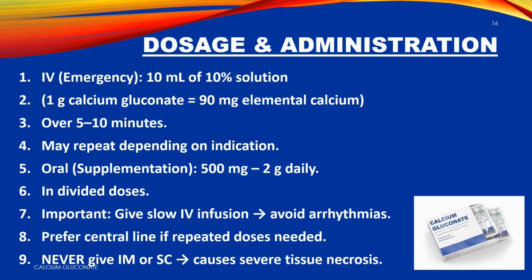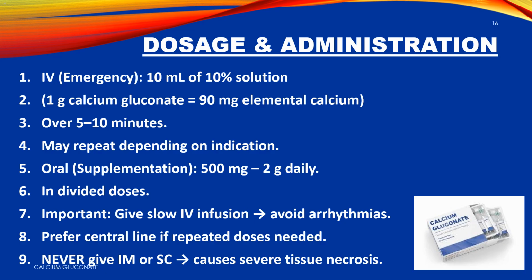4. May repeat depending on indication. Additional doses may be administered based on the patient's condition and the underlying cause. 5. Oral supplementation: 500 mg to 2 grams daily. For calcium supplementation, oral doses range from 500 mg to 2 grams daily. 6. In divided doses. Oral doses are typically divided throughout the day to maintain stable calcium levels. 7. Important: give slow IV infusion, to avoid arrhythmias. Slow administration is crucial to prevent arrhythmias and other cardiac complications.